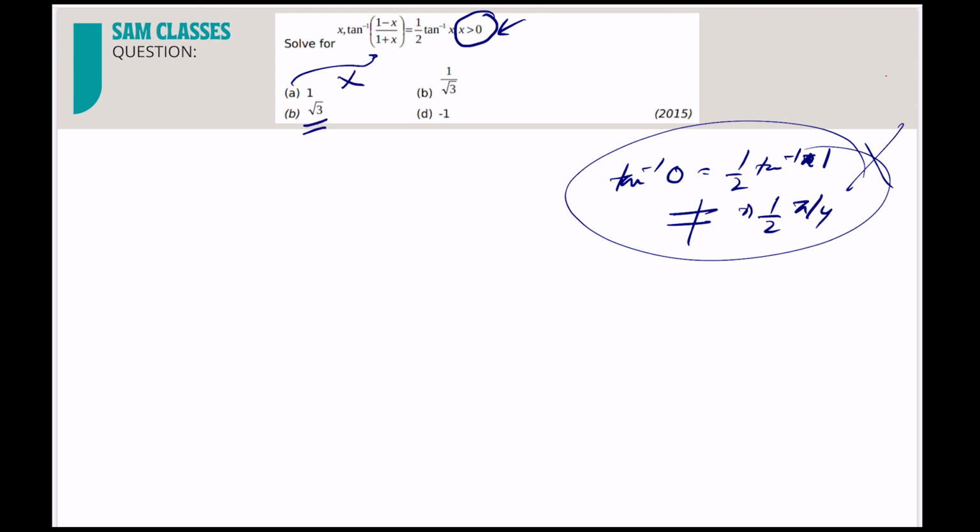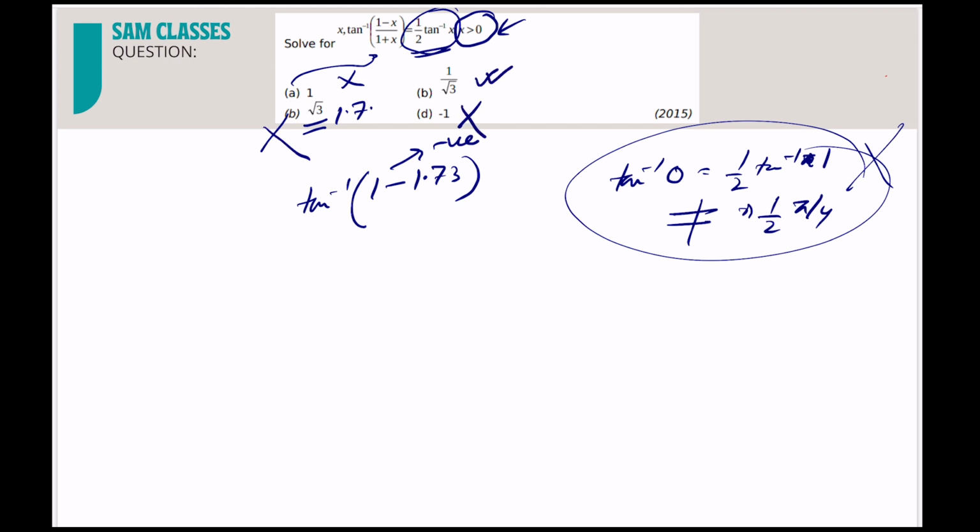Now what about root 3? That is 1.73. If I put 1 minus 1.73 in the tan inverse, it comes out to be negative, and here we know the right side is positive, so it can't be. So that is also not an option. What about the negative option? Not an option. What is the option left with us? Only one option, that is 1 by root 3. So that should be the answer.